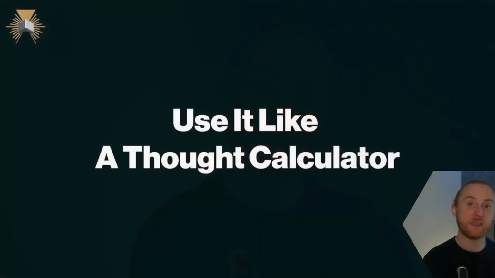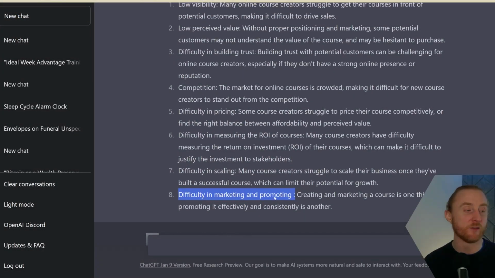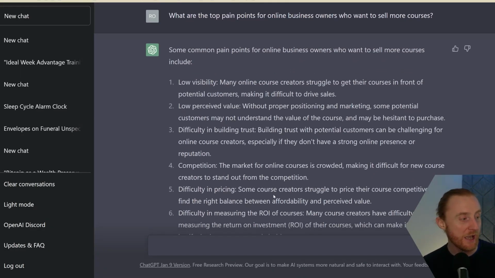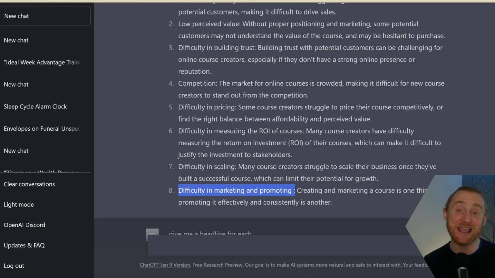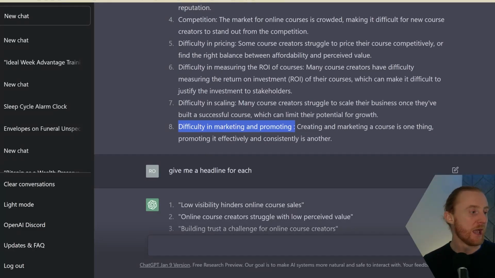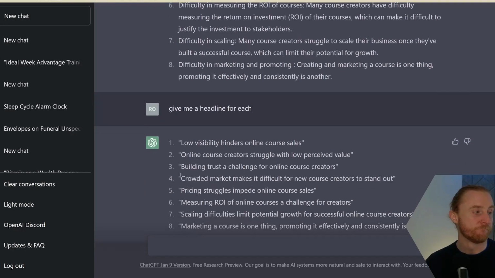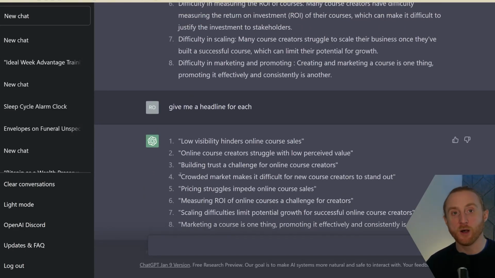Now, if we go back to the AI tool, we now have a list of 8 pain points, okay? To demonstrate what you can do while thinking like a calculator and also asking it to work like an assistant, right? You can just ask it, give me a headline for each. And so here now I have come up with 8 headlines very rapidly based on the pain points of the market, right? So, low visibility hinders online course sales.